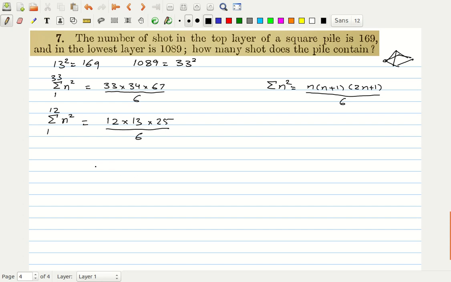So that will be equal to 1 by 6 times (33 into 34 into 67 minus 12 times 13 into 25), and if you calculate, this will be simply equal to 11,879. So this is problem number 7.